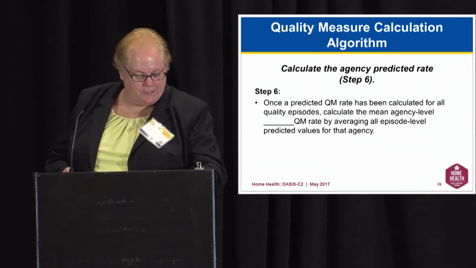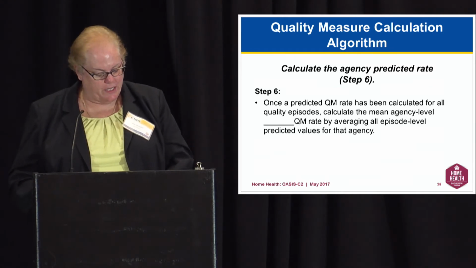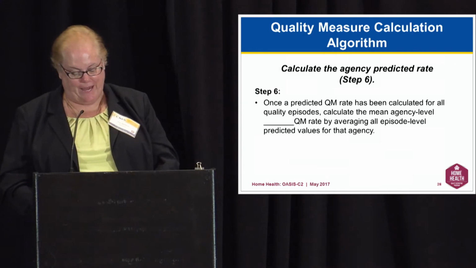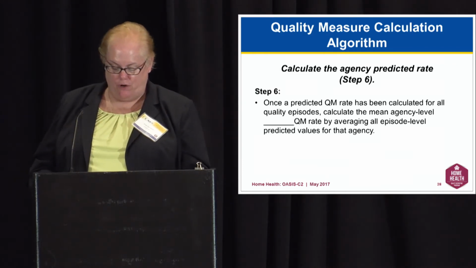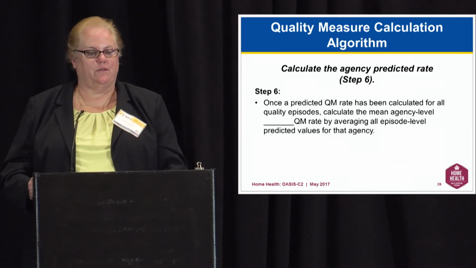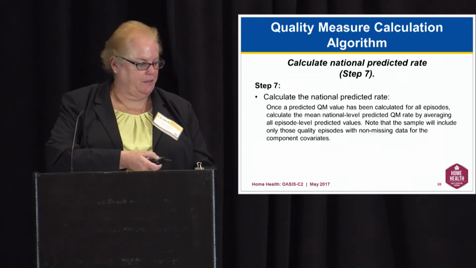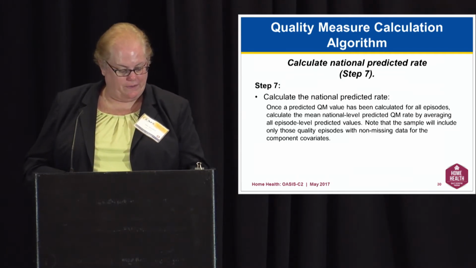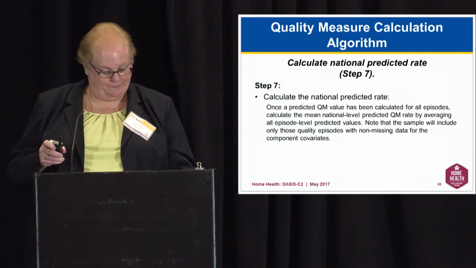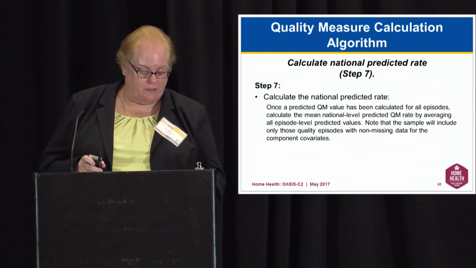And then step 6 is once a predicted QM rate has been calculated for all the quality episodes, calculate the mean agency level predicted QM rate by averaging all episode level predicted values for the agency. What's that word? Right, predicted. Now, how many people are going to run and do this in their agency? Good. Okay. But it is important to understand it, even if you're not going to do the math.